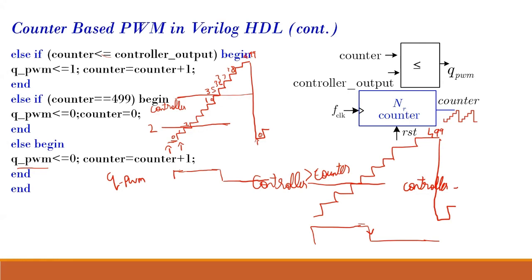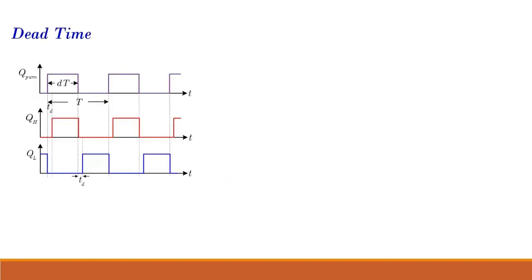Okay, that's fine. So now we will go to the last part, inserting dead time. We want to insert a dead time. So this is my QPWM. But if I just take the complement of it, it would be like this. This was the signal, and I just took the complement of the signal like this directly at this point.